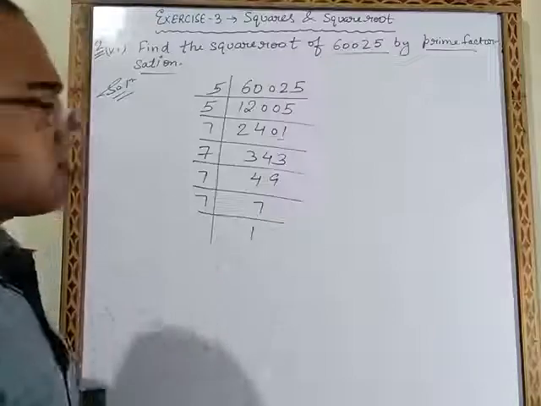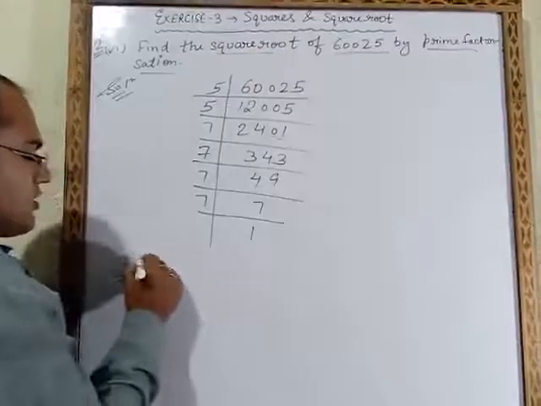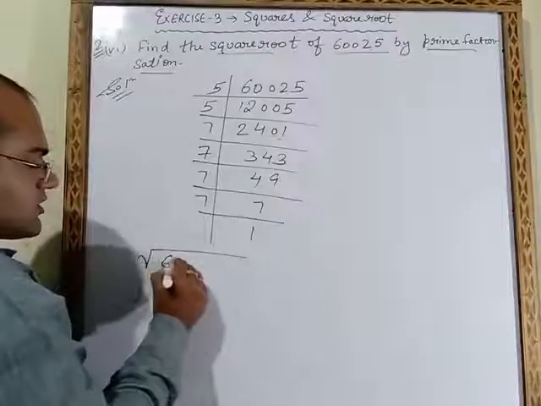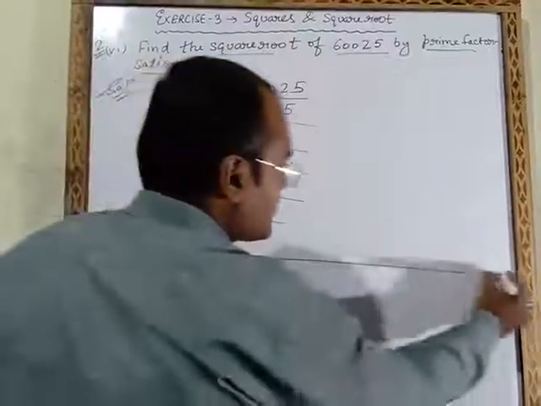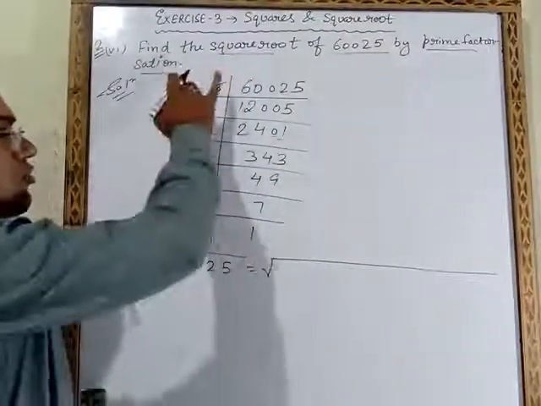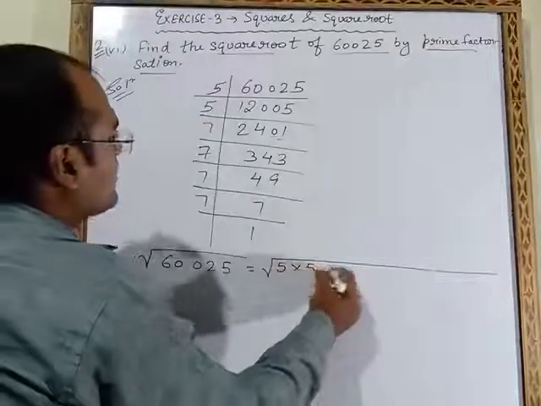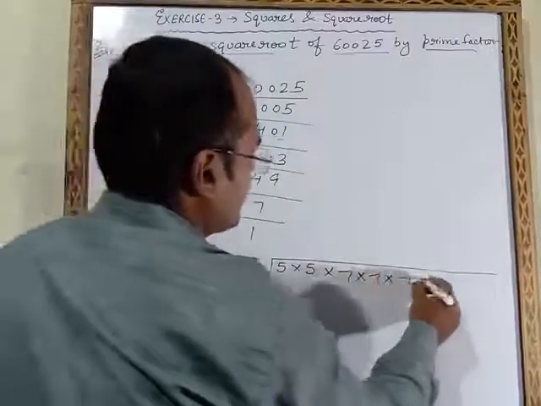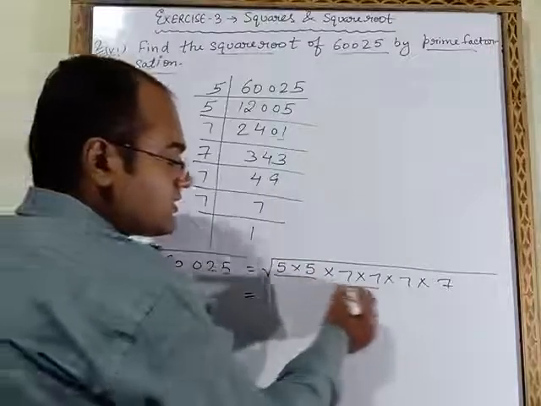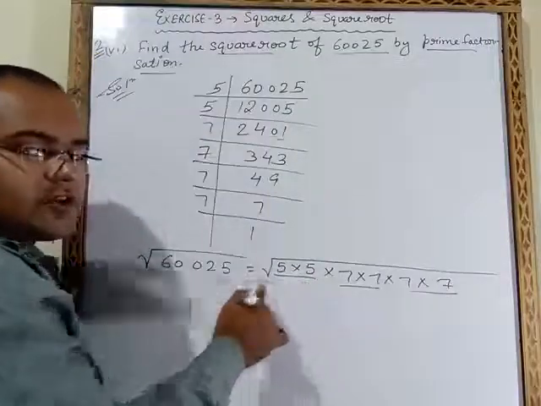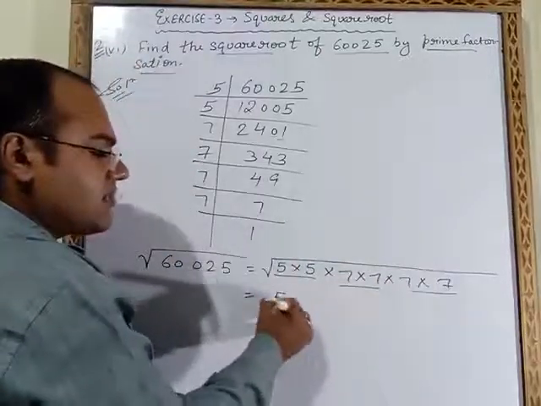Now after doing this prime factorization, what you have to do? You have to find the square root of 60,025. So you have to put a square root, 60,025 is equal to square root of, inside this square root you have to write all the numbers which are coming here: 5 multiply 5 multiply 7 multiply 7 multiply 7 multiply 7. Now the next step will be to make pairs. This 5 is coming 2 times. So when we remove the square root sign, we have to write it 1 time only.